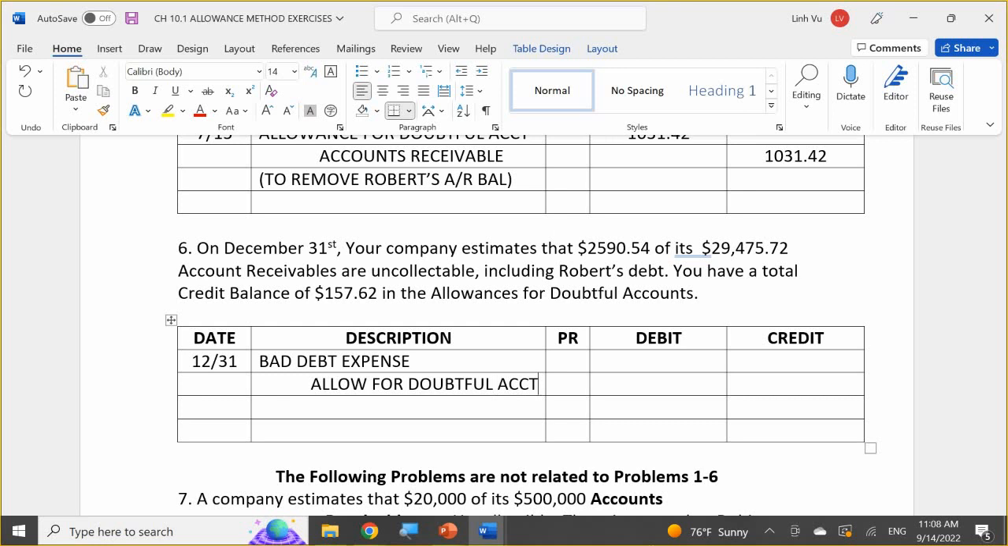The 2590 is your end goal. Oh, okay. So 29 is what you actually have. This part's confusing. I need my end goal that I need to get into my allowance for doubtful accounts is the 2590. You want to get currently the 29 down to 2590? No. Okay, sorry, struggling.